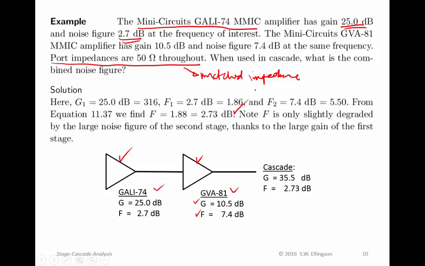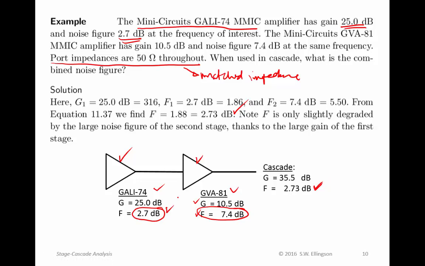The details are shown up here. What you get is that the noise figure becomes 2.73 dB. Now it's interesting to compare that 2.73 dB to the stage noise figures. The first stage was 2.7 dB. The second stage was 7.4 dB. We see that the cascade noise figure is only slightly worse than the noise figure of the first stage.